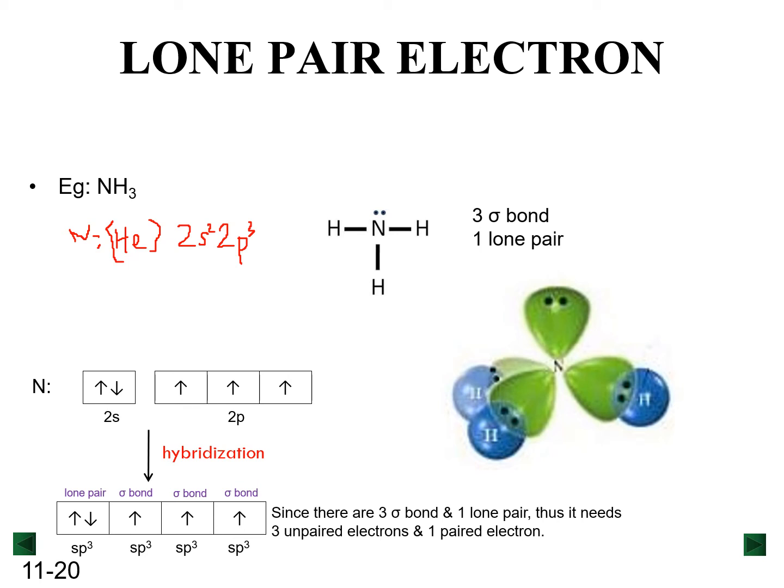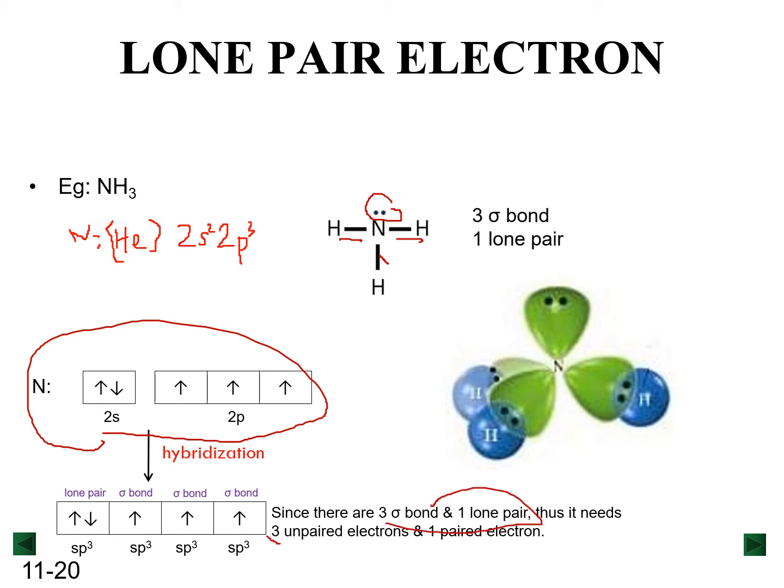NH3 molecules. Okay, here we can see that NH3 has 3 sigma bonds and 1 lone pair. This is the valence orbital for nitrogen. Since there are 3 sigma bonds and 1 lone pair, it needs 3 unpaired electrons and 1 pair of electrons. So 1 s orbital mixed with 3p orbital forming 4 sp3 hybrid orbitals, where one of the sp3 hybrid orbitals is filled with the lone pair.